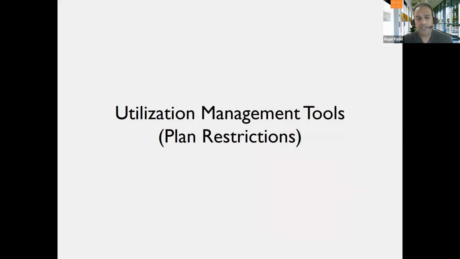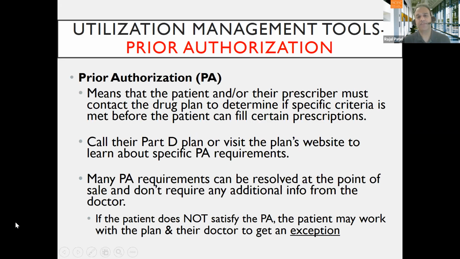It's important to understand not only if a drug is on formulary, which is great. It means it's on the list of covered medications, but it's also important that you understand if the drug plan has any restrictions or utilization management tools surrounding any of the medications that you're taking. So what do I mean by that? What are examples? Prior authorization.